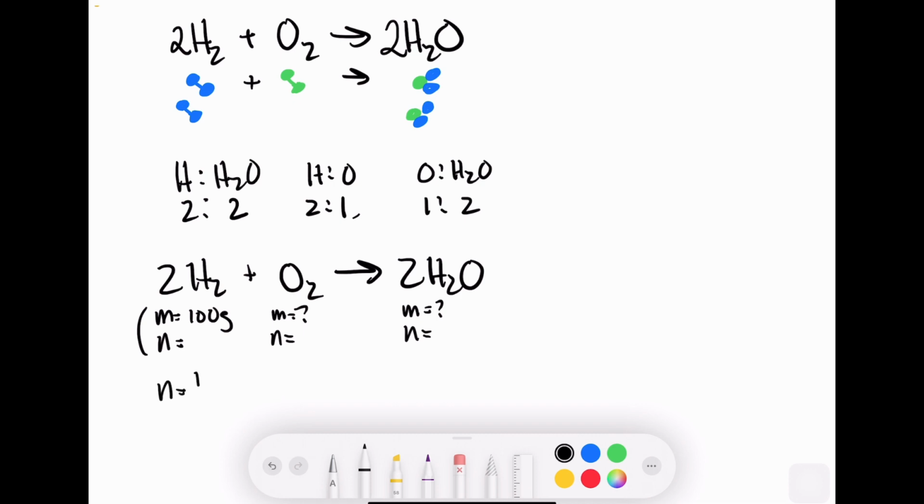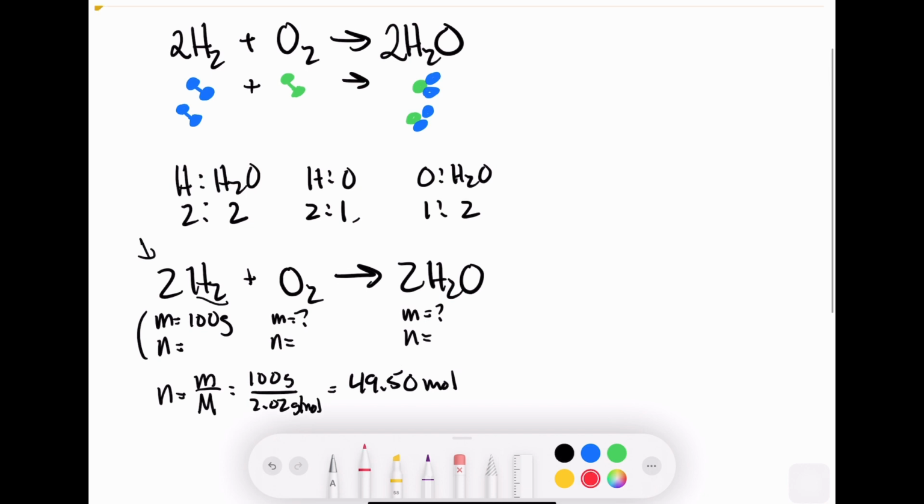I will use little m over big M, which is 100 grams divided by 2.02. We get that off the periodic table. Hydrogen is 1.01, and so there's 2 of them in there. Note, I am not using the coefficient in front. I'm just using the molecule itself for this. The ratio will come in later. Those coefficients in front will come in later. And so when I divide those two, I get 49.50 moles. So now I know how many moles of hydrogen I have, or I've answered the question, how many do I have?